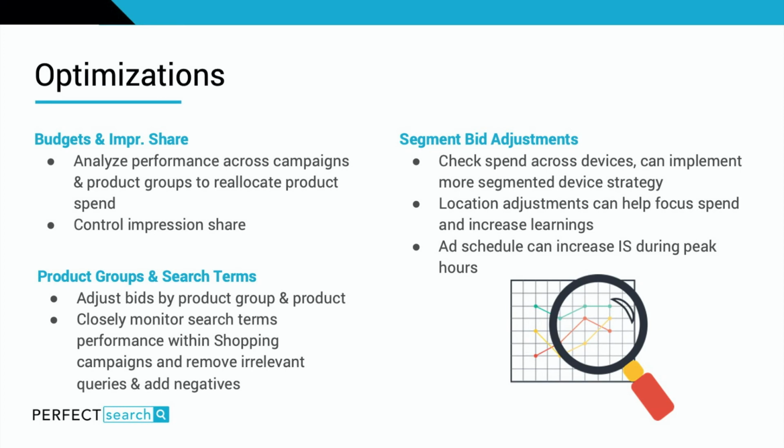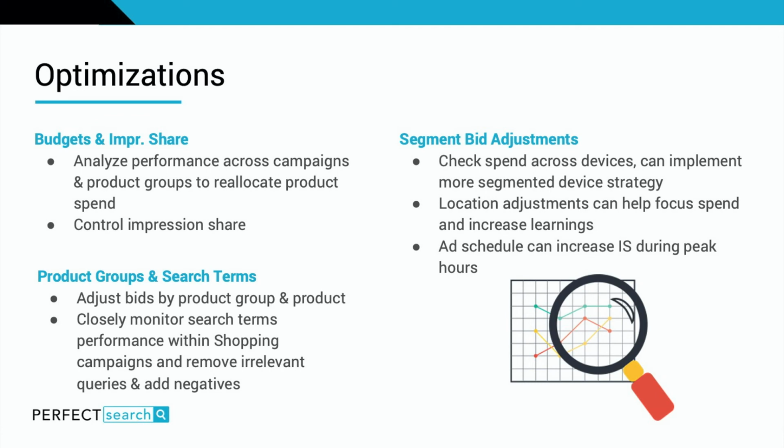If you are running manual campaigns, you definitely want to check in on your segment bid adjustments. You can overlay different audiences. You can change your device bid adjustments. You can change your ad schedule. So there's a lot of different levers you can pull when it comes to manual shopping.